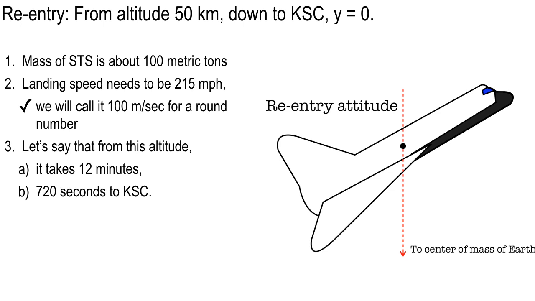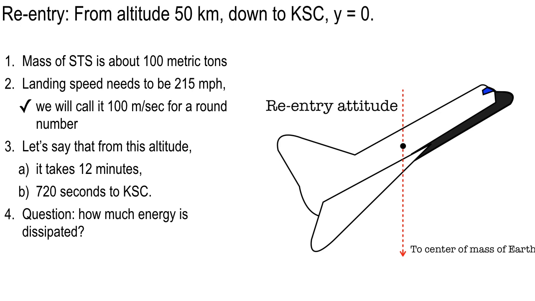No, that can't be right. What did I say it was? 160,000 feet. That's about 50 kilometers. Okay, so 50 kilometers, that's about 30 miles. And so anyways, it's coming down, and from that altitude, another 12 minutes, it still has a lot of kinetic energy to dissipate. And that's what we're going to try to figure out.